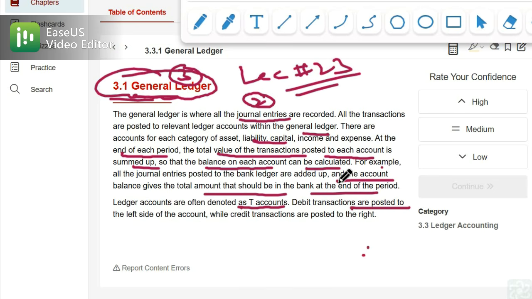Now, ledger accounts are often denoted by a T account. Debit transactions are posted to the left side. This is like a T account, so here you will have the debit balances, and here you will have the credit balances. The debit transactions are posted to the left side of the account, while the credit transactions are posted to the right side. So ledger accounts are often represented as a T account, a shape like a T, where debits go on the left and credits go on the right. This structure helps visualize how transactions affect balances.